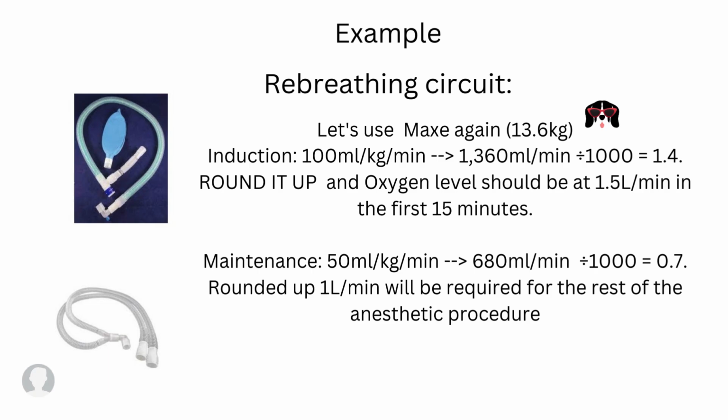Now I'm going to give you an example of the rebreathing circuit. On the left corner, you can see the vein system and a white piece. Now, let's use Maxe again. He is 13.6 kilograms. For induction, I'm going to use 100 ml per kg per minute. That's going to give me 1,360 ml per minute. If I divide that by 1,000, I'm going to have 1.4. I'm going to round that up, and the oxygen level should be at 1.5 liter per minute in the first 15 minutes.